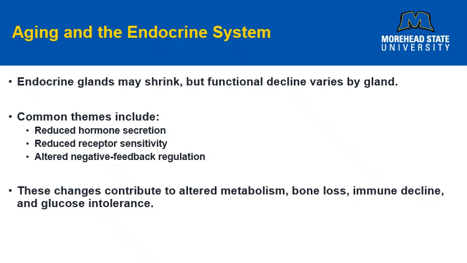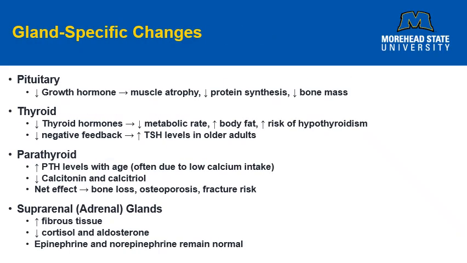These all contribute to a lot of the issues that older folks normally have: altered metabolism, your immune system in decline, bones that are weaker because the calcium is changing, and glucose intolerance, like I said, later life diabetes. And like I said, a lot of gland-specific changes occur.